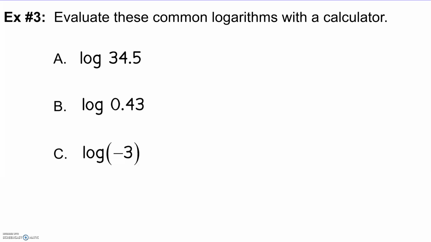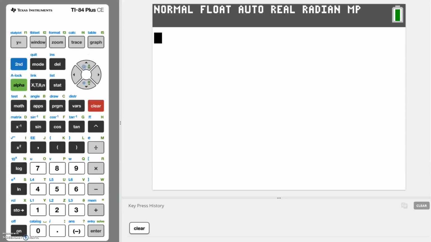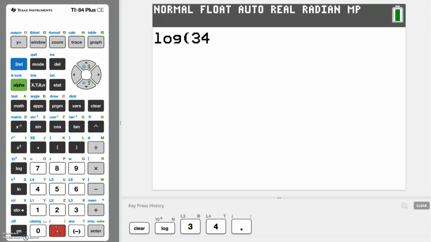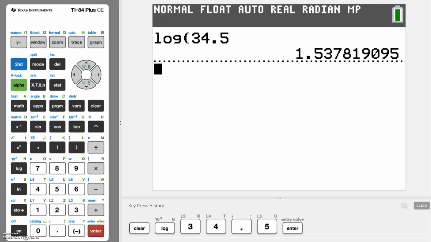Now, going on to example 3, this is just asking us to evaluate these with our calculators. So here I have my calculator, and the first one, we're just doing the log of 34.5. So your log button is over here, log 34.5. And you get this result, and you can round it to the nearest thousandth approximately, so that would be 1.538 we're looking at.